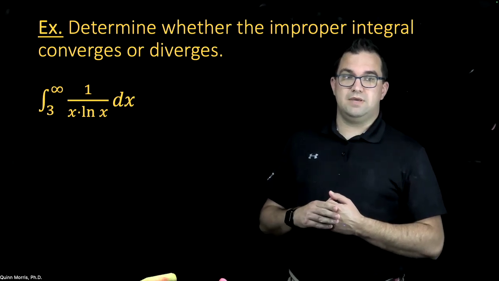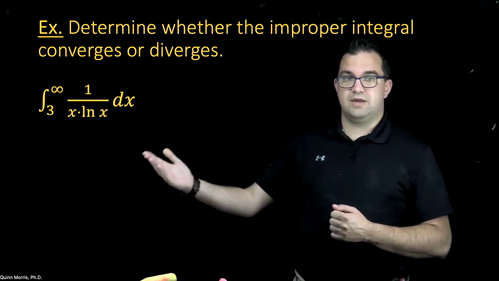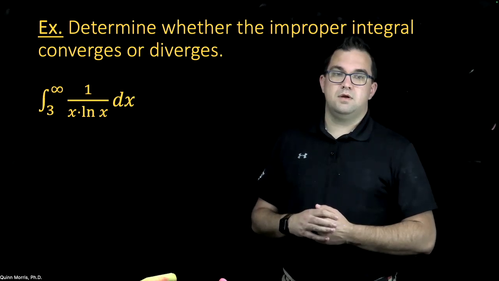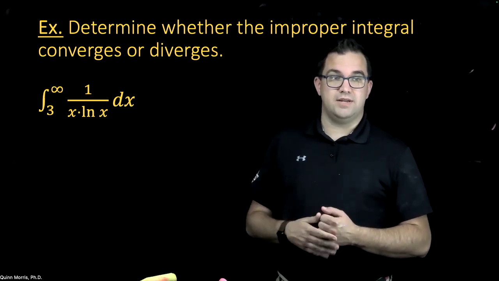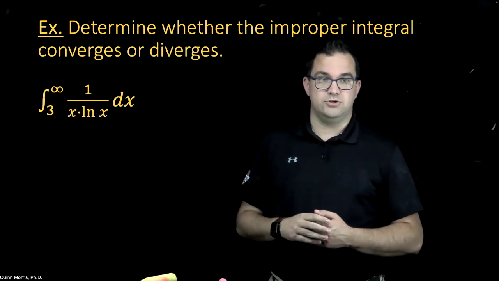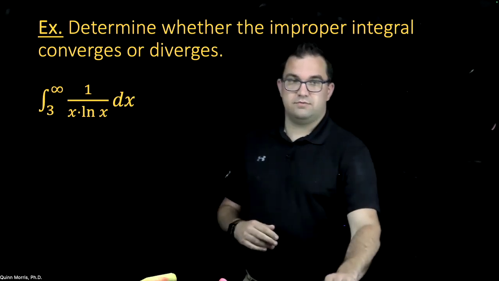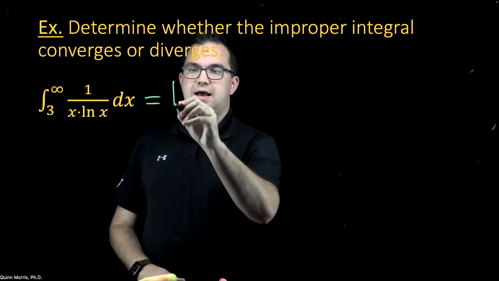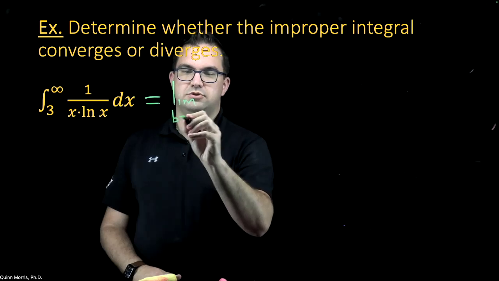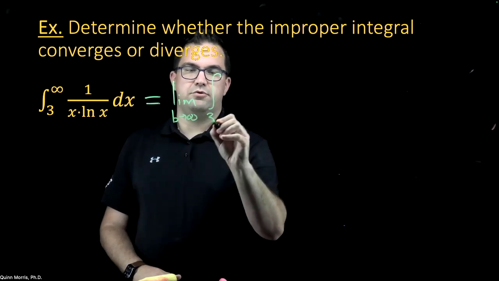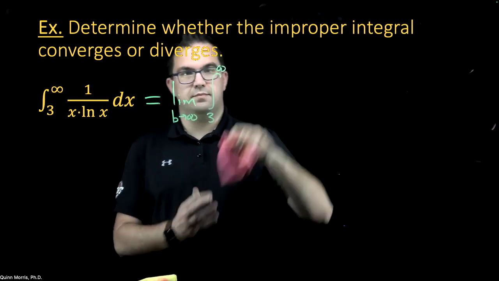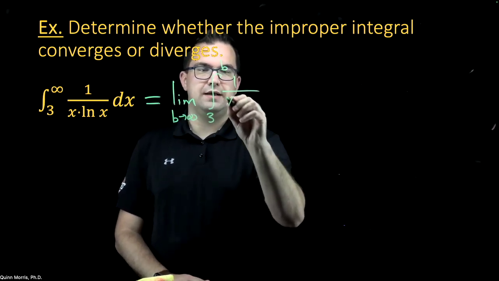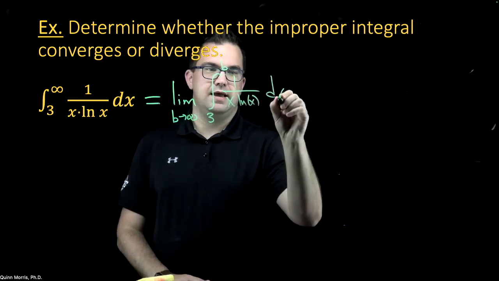Let's say we're asked to determine whether the improper integral converges or diverges, and we're given this integral, the integral from 3 to infinity of 1 over x natural log of x dx. Now, first we need to note, why is this an improper integral? It's an improper integral because I have an infinite limit of integration. And so in order to make any sense of this problem, the first thing I'm going to have to do is rethink this problem and reformulate it as the limit as b goes to infinity of the integral from 3 to b of 1 over x natural log of x dx.